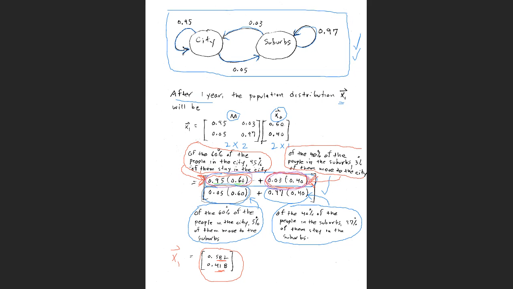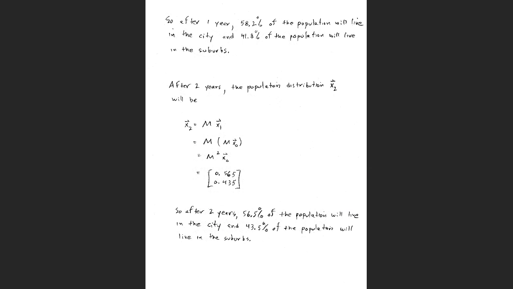Are there any questions? Any questions at all before I move on? I want to make sure everybody's comfortable before we move on to the distribution of the population after 2 years. Okay, very good. So basically then, after 1 year, 58.2% of people will live in the city and 41.8% of people will live in the suburbs.